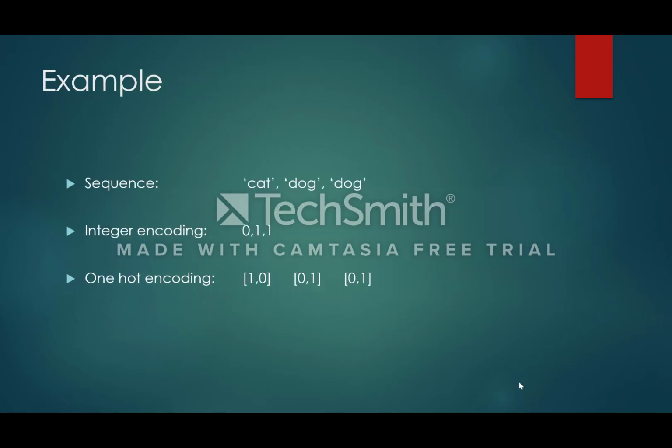Let's look at an example. Let's say the sequence is cat, dog and dog. Suppose cat is set to be 0 and dog is 1. This is an integer encoding. Now we can convert this to vectors using one-hot encoding. You can see 0 is represented as 1, 0, and 1 is represented as 0, 1.